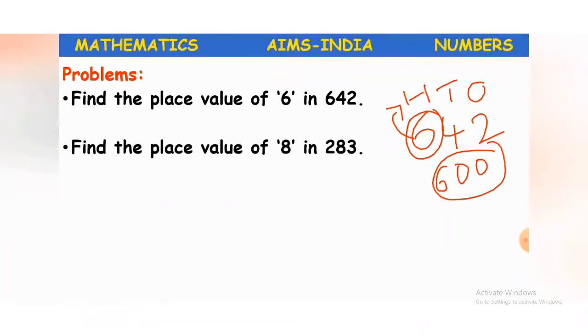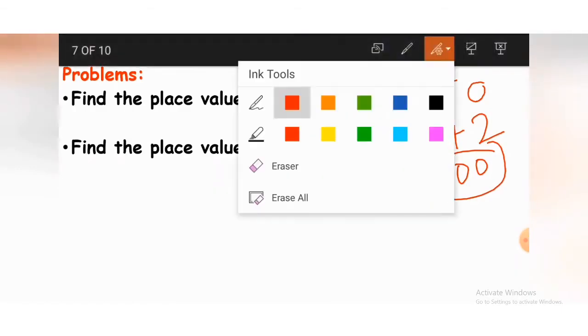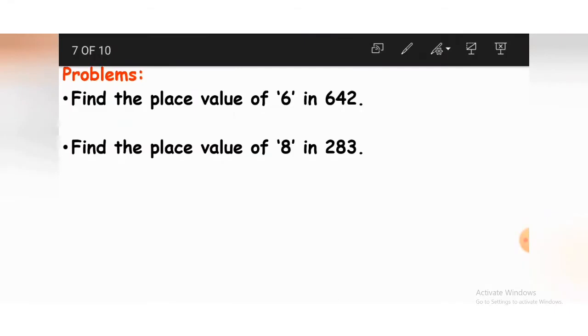Okay, now moving on to the next question. Find the place value of 8 in 283. Come on fast everybody. Find the place value of 8 in 283. See this 8 is in tens place. So place value of 8 becomes 80. 80 is the correct answer.